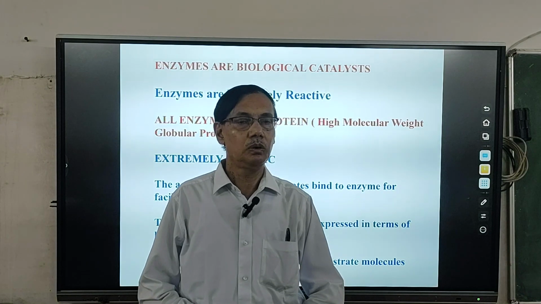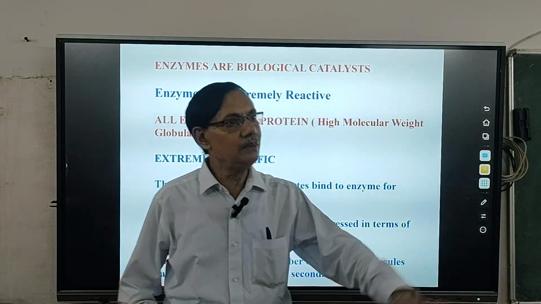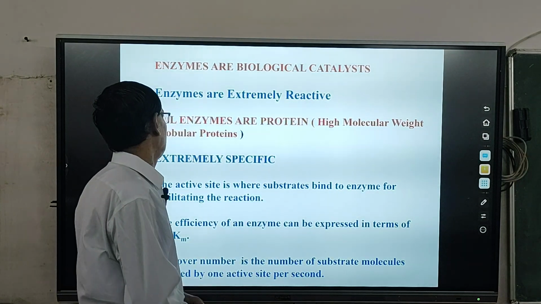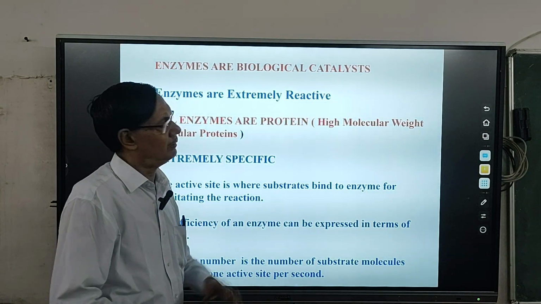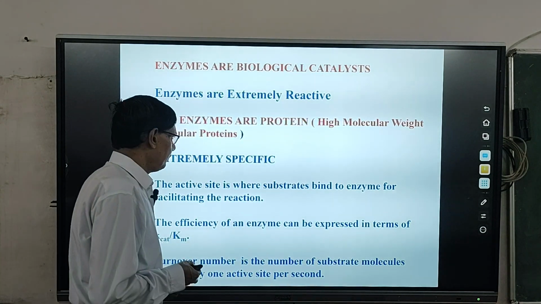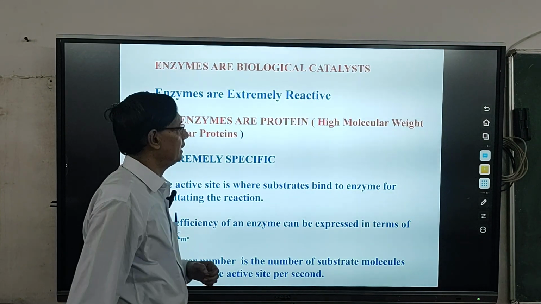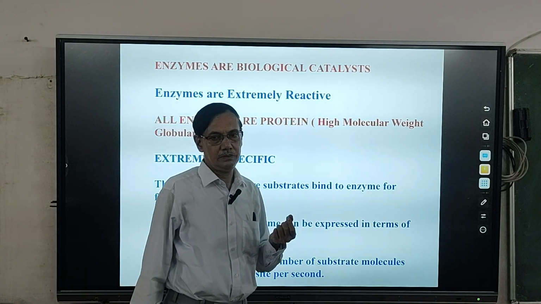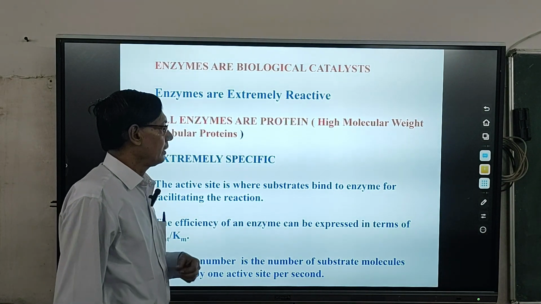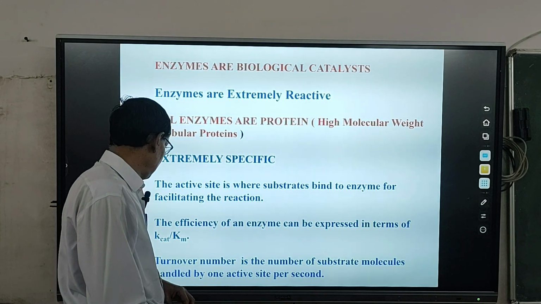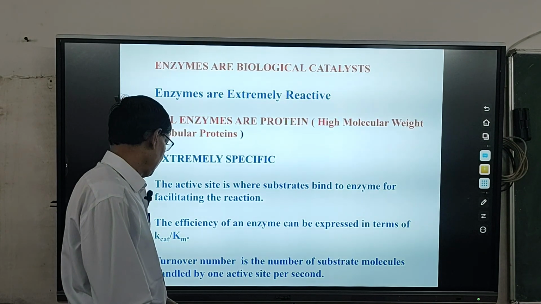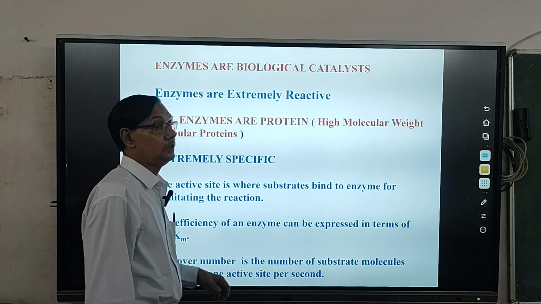Number two, not most, all enzymes are proteins. So naturally, being proteins, they have very high molecular weights, and are basically globular proteins, with more than 60 amino acids. The most important point of an enzyme is the active center. The efficiency of an enzyme can be expressed in terms of kcat, the catalytic constant, divided by the Michaelis-Menten constant, and the turnover number, as I have already told you.